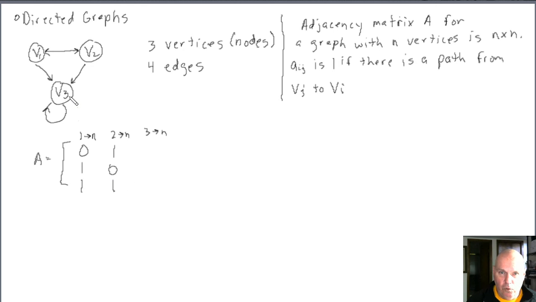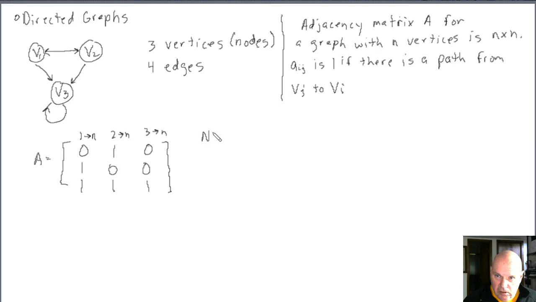And finally, I look for paths from node 3 to the other nodes. Is there a path from node 3 to 1? There is not. Okay, there's a path from 1 to 3, but not from 3 to 1. There's not one from 3 to 2. And then finally, there is a path from 3 to 3.